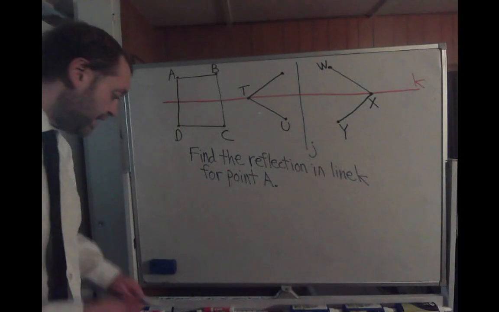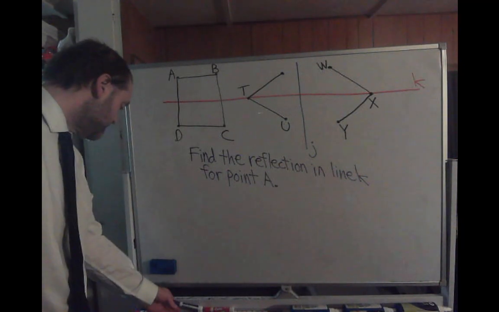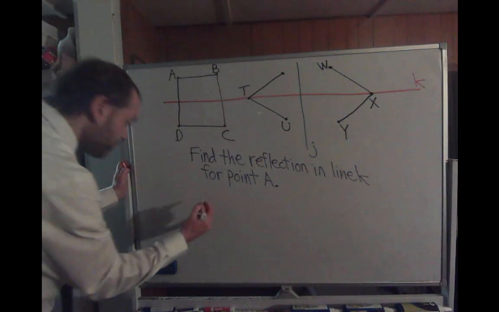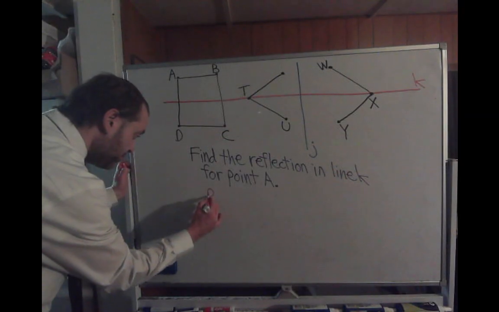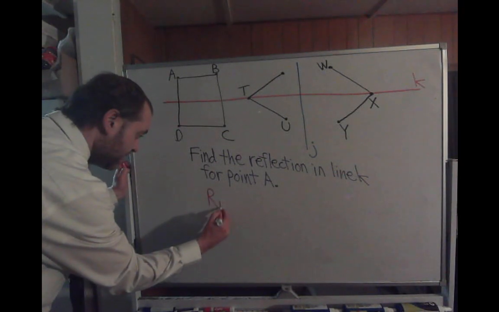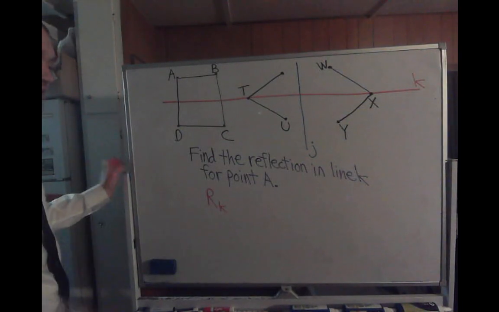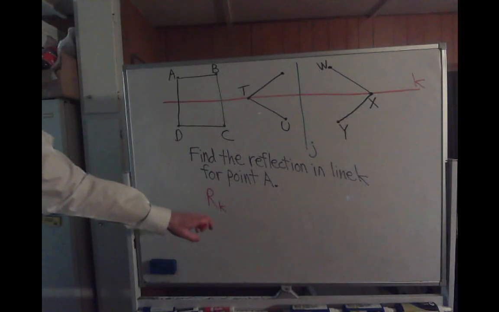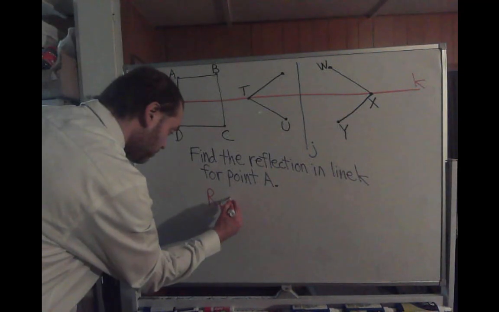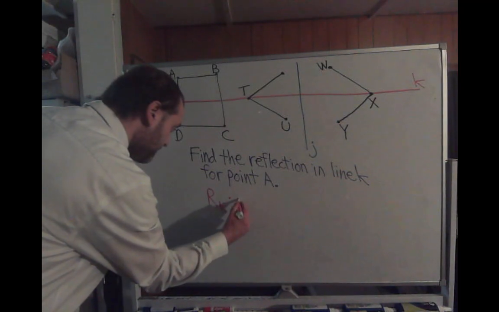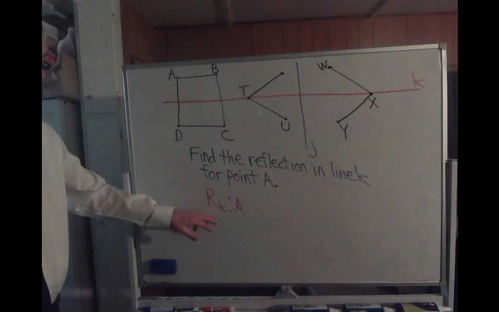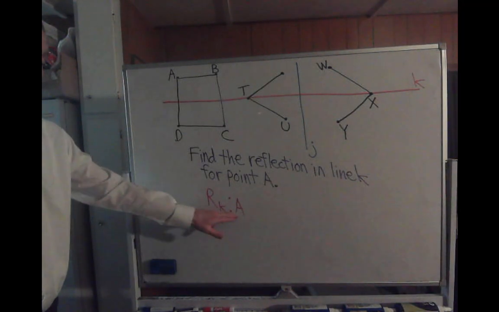There's a way I can actually abbreviate that. You know how? Here's how. If I abbreviate uppercase R with a lowercase subscript k, that means reflection in line K, and then I put a colon for A. So this denotes a reflection in the line K at point A.